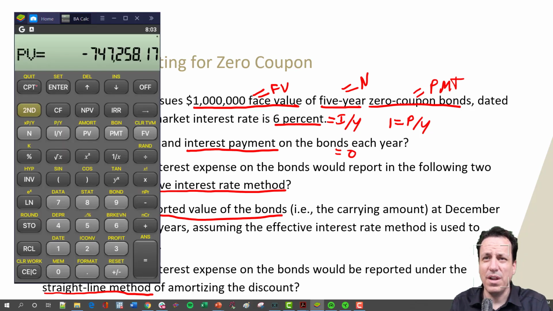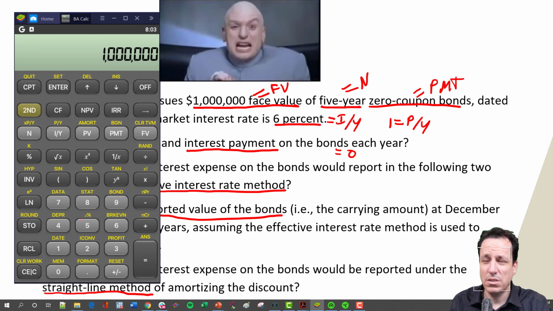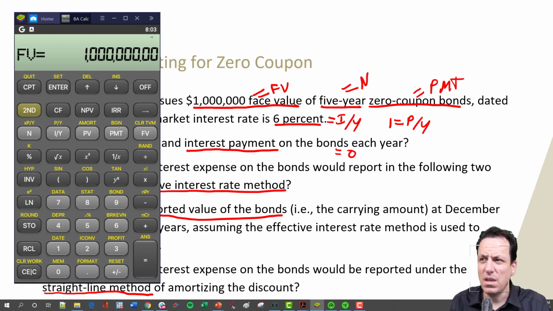So we have our calculator here. We've got to clear this out. So clear time value, clear work, and make sure that we're at the end of the period, second BGN, end. All right, second quit. Let me just double check that. Boom. All right, so we put in $1 million face value. 5 years, so 5 is the number of payments. Zero coupon, so 0 is the payment amount. And the interest rate per year, this I over Y, is 6%, so 6 is the I over Y.